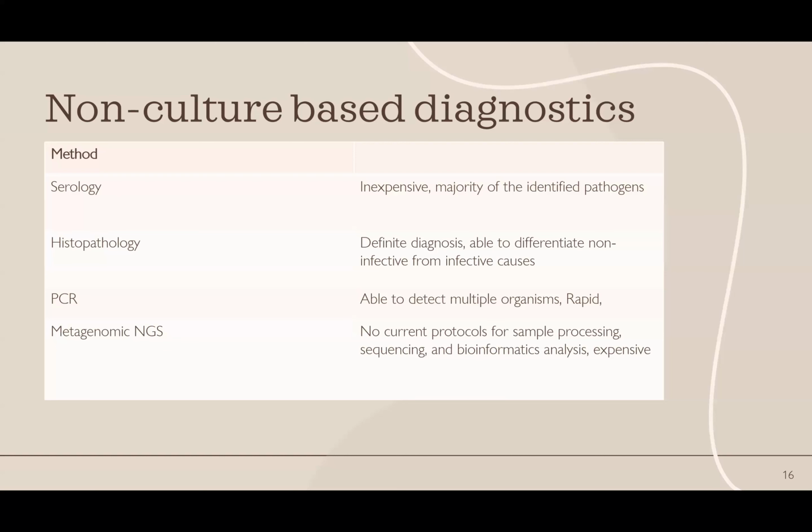In terms of metagenomic next-generation sequencing, it's quite a new technique that's been studied further. Sometimes called shotgun sequencing, it is the running of all the nucleic acids in a sample and then assigning these to reference genomes to understand which microbes are present and in what proportions. The issues here are that there are no current protocols for sample processing, sequencing, and bioinformatics analysis, and it's quite an expensive technique.